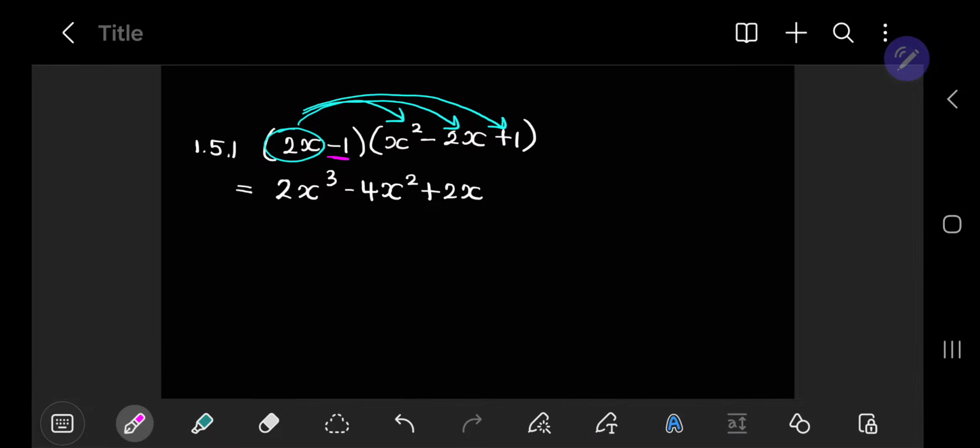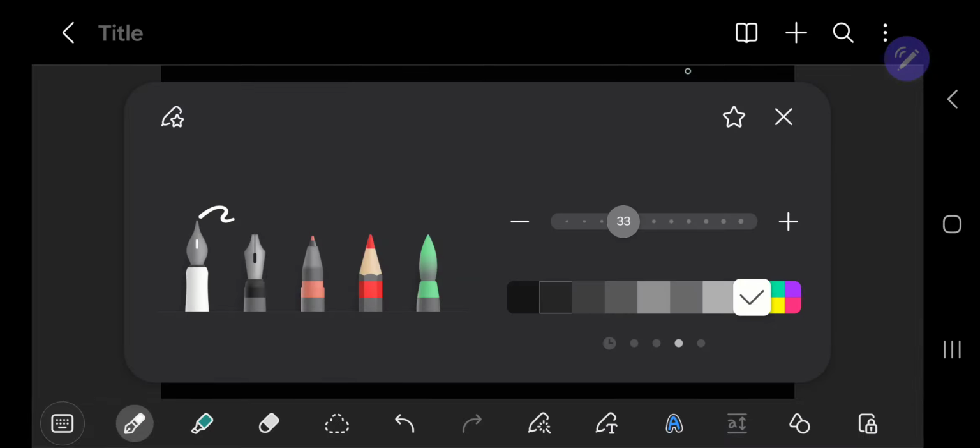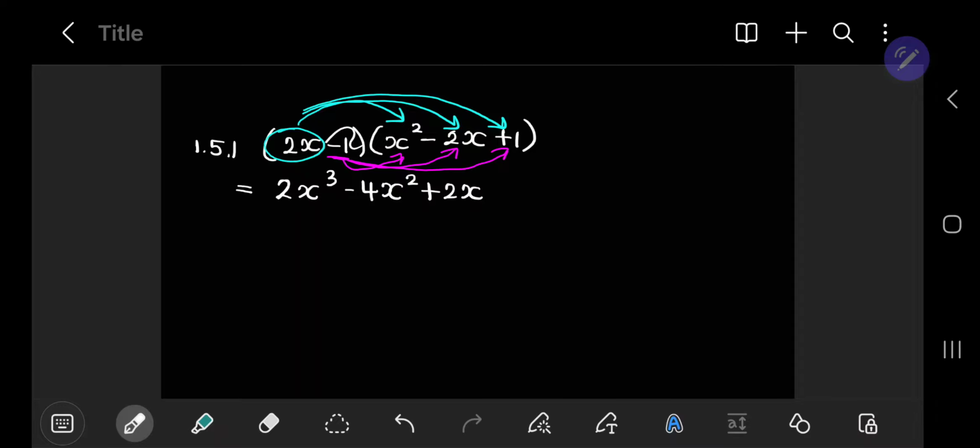Now your second term, this negative 1, needs to multiply with all three terms in your second bracket. Doing so, we have negative 1 times x squared, which is negative x squared. Negative 1 times negative 2x is positive 2x. Negative 1 times positive 1 is negative 1.